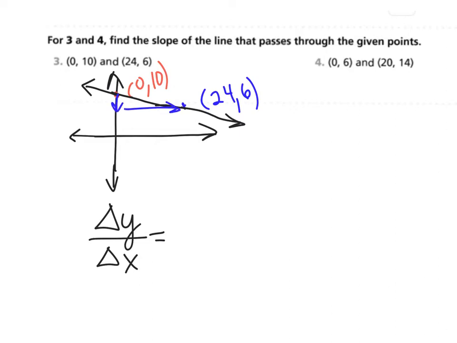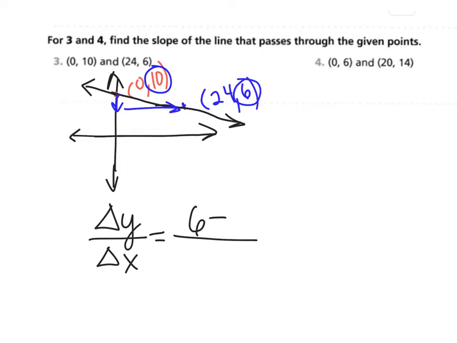So change in y, we're going from (0, 10) to (24, 6). And again, we want to look at our y values, which are the 10 and the 6. So I went from 10 to 6, so we're actually going down. So my change in y is going to be negative, if we think of negative as going down. Rather than just saying, let's take 10 minus 6, which is 4, that would make our change in y positive.